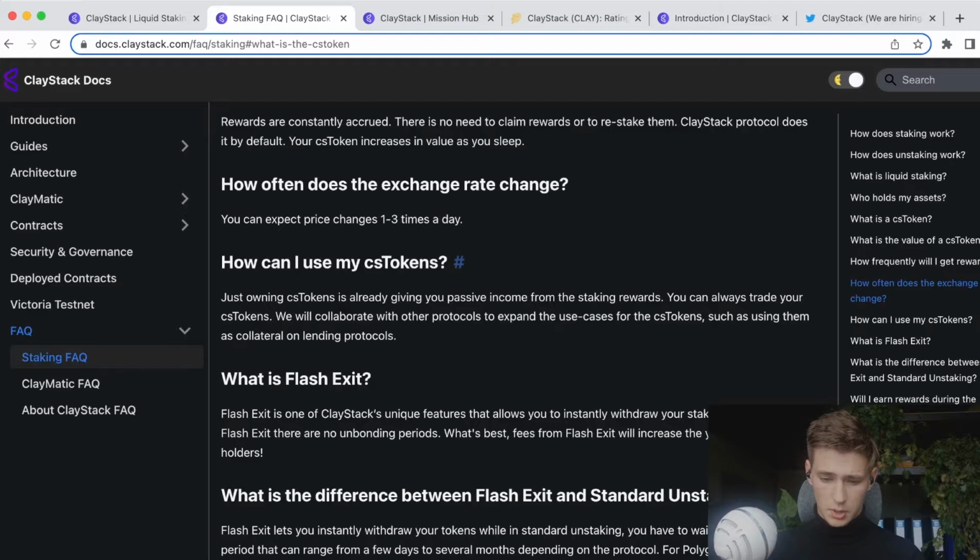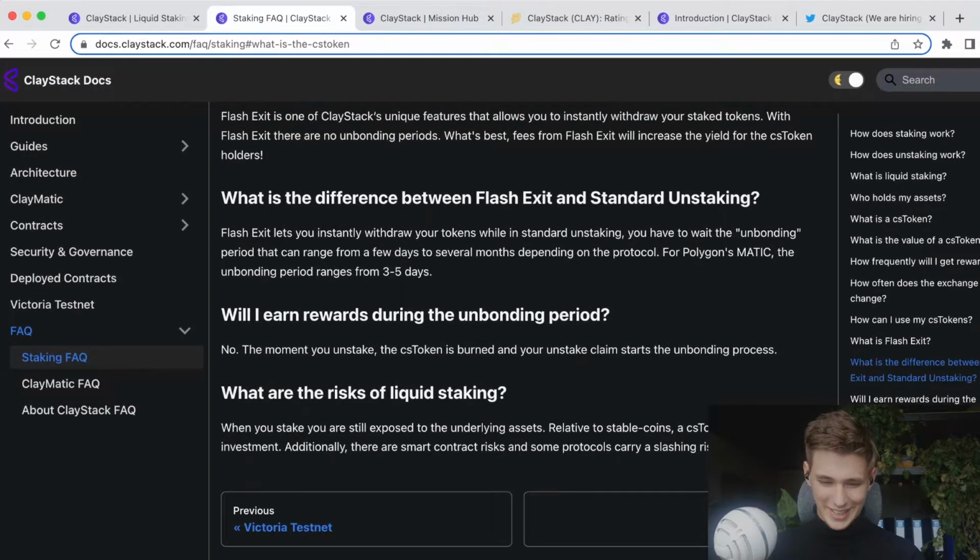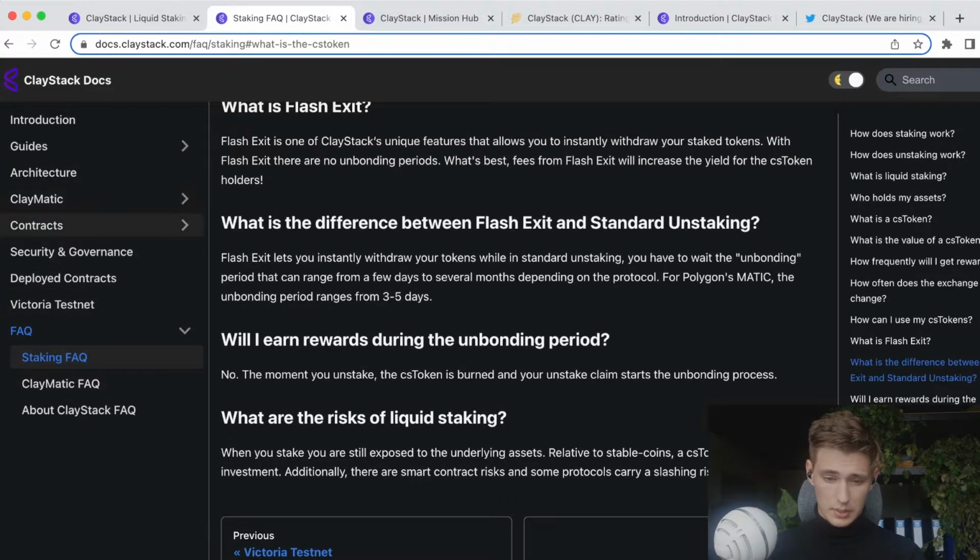We can actually put this in dark mode as well. Probably a bit nicer for you guys. All right, so that is all for the FAQ. That's all that's interesting in the FAQ at least.